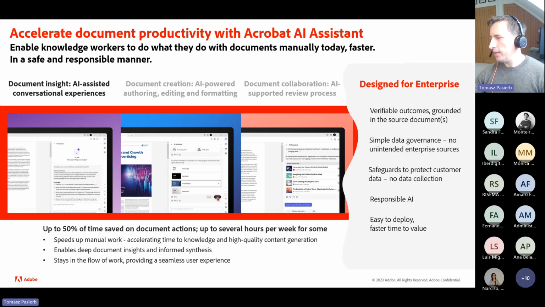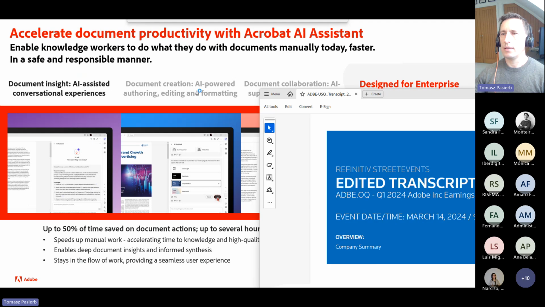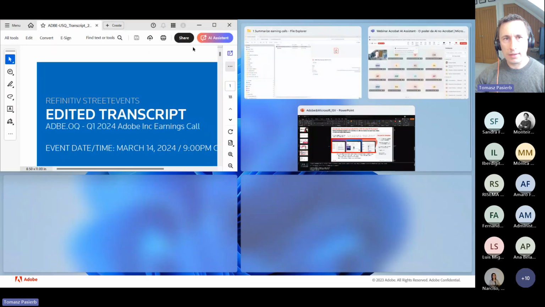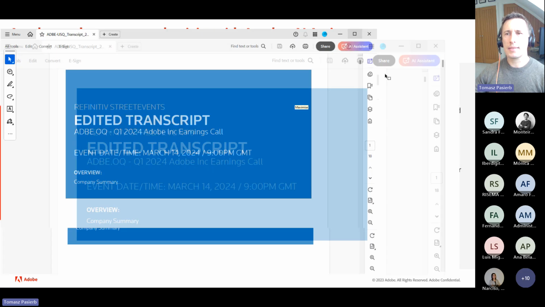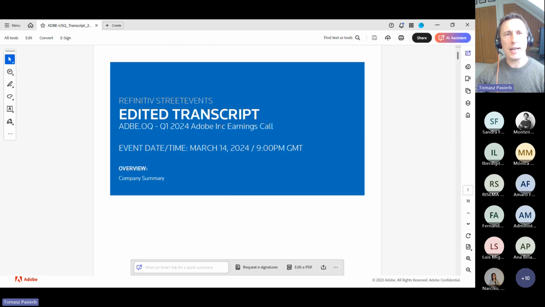So now let me open the first document and I will show you how to use AI Assistant in practice. The first use case is fairly simple, so we will cover the basics. I've got a document that I downloaded from the Adobe website. This is a transcript of earnings calls from 2024.